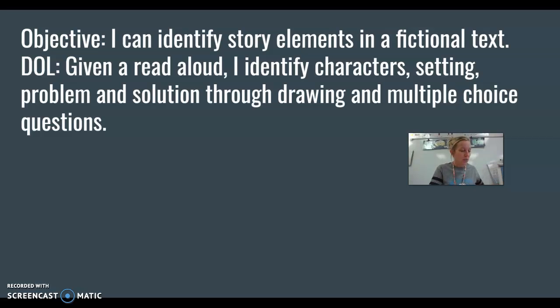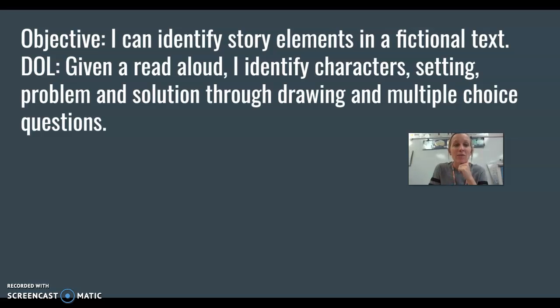All right, first graders, today we are going to be looking at story elements again, and our objective is I can identify story elements in a fictional text. Now, some of these words we've really been working hard on lately. Identify means to tell what it is. You are going to be able to tell me what the story elements are in a fictional text. Fiction means it's fake. Yep, the text that we're looking at, texts are words. The text we're looking at is fiction, fake stories again this week, which are my favorite.